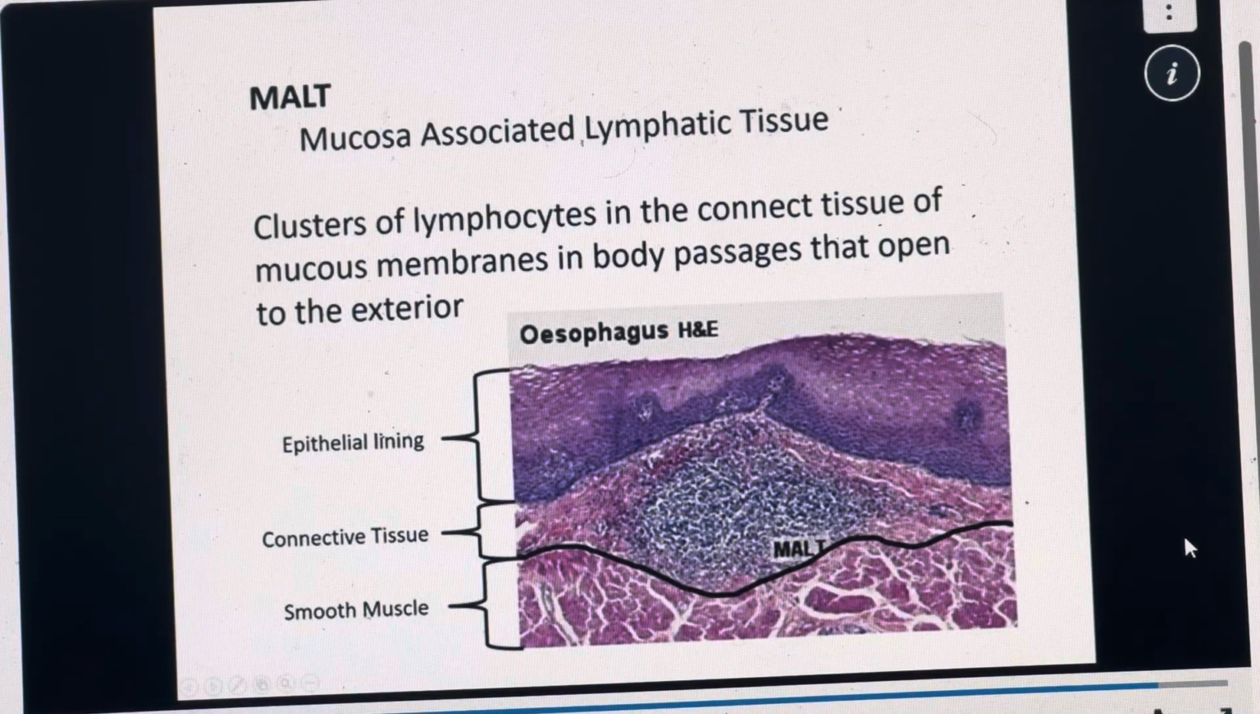And you can see this patch of lymphocytes, this MALT, running through that connective tissue, and you can see how it's kind of making that layer bulge out a little right in that region.